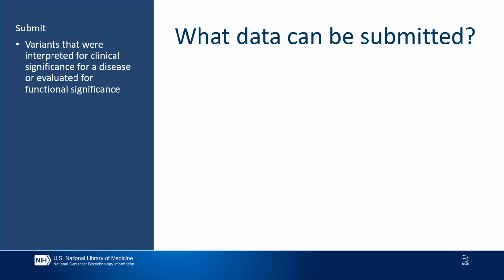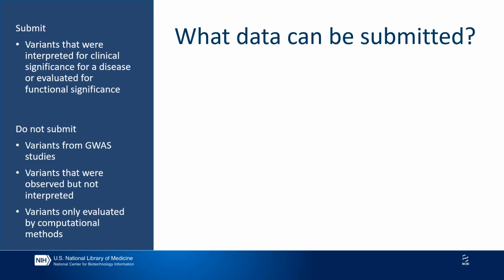There are a few categories of data that we are not asking you to submit to ClinVar. Large numbers of variants from GWAS studies are not really in scope. That's probably more appropriate for dbGaP. Variants that were observed but not interpreted for their clinical significance are probably more appropriate for dbSNP or dbVar. And variants that were only evaluated by computational methods are also not in scope for ClinVar. If you use a computational method as part of a more comprehensive review, that's in scope, but we are not asking for variants that were only evaluated in silico.